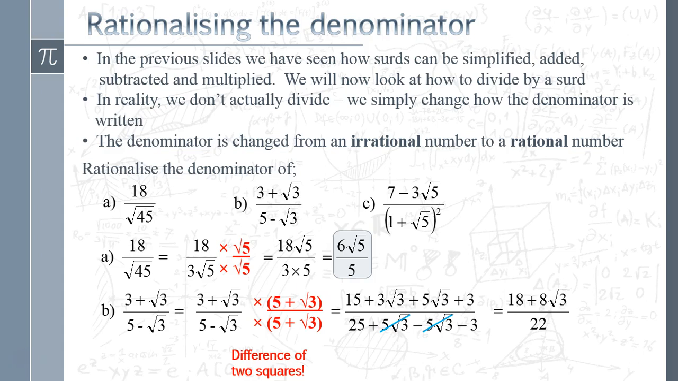And we can just divide top and bottom by 2 now, just a little bit of simplifying. And there is our simplified answer, 9 plus 4 root 3 over 11. And you'll notice clearly we have rationalised the denominator. There is no longer a square root in it. Cool.